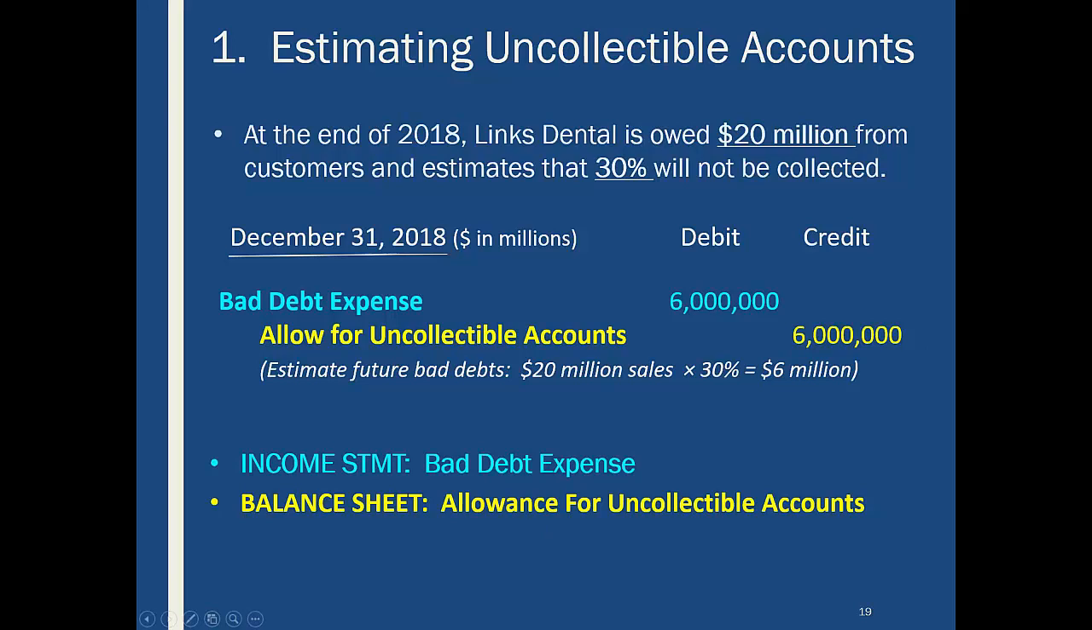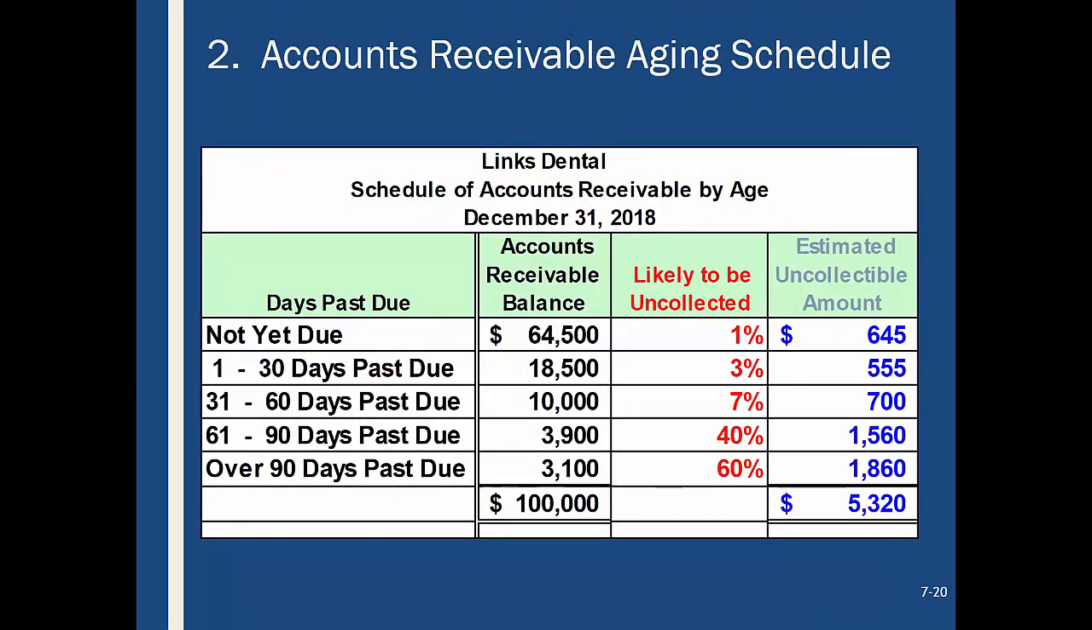Okay, another possible way for us to calculate the approximation of how much in bad debt we're going to have is what we call the aging method. And the idea behind the aging method is that the longer an accounts receivable is old or has been outstanding, the less likely it is to be collected. So if there's a current customer, and let's say all the current customers owe $64,500, we estimate that only 1% of those are going to be uncollectible, or $645.